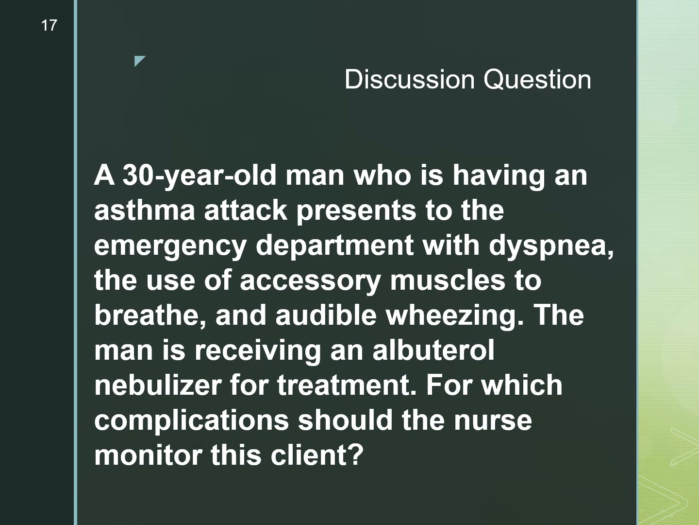And in case you all aren't aware, people can die from asthma. It happens all the time. So we should never minimize someone's symptoms.